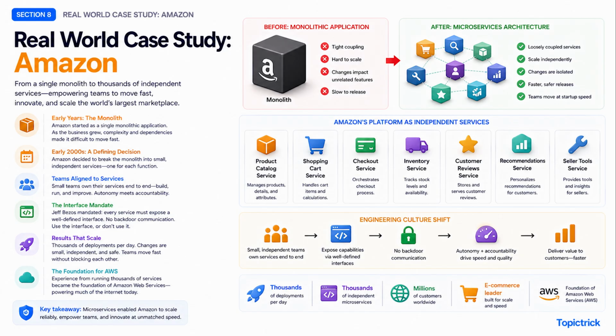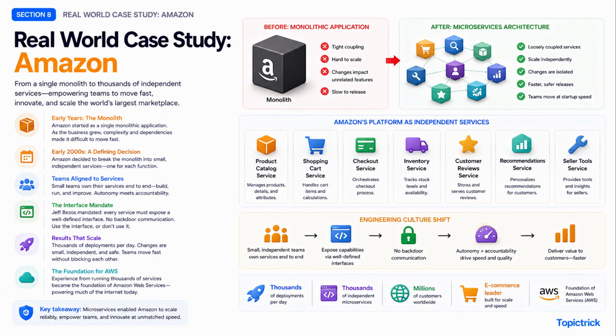Around the early 2000s, Amazon made a decision that would define the company's engineering culture for decades. They would break the monolith apart completely into small, independent services. Every function of Amazon's platform, product catalog, shopping cart, checkout, inventory, customer reviews, recommendations, seller tools, became its own independently managed service. Teams at Amazon were reorganized to match this new structure. Each small team owned one or more services. They were responsible for building it, running it, and improving it end to end.